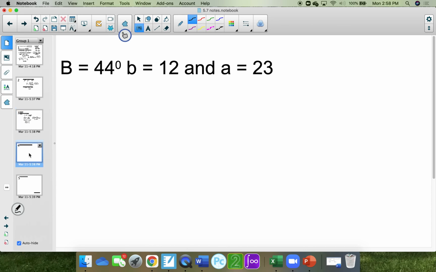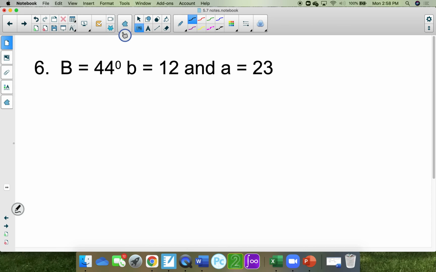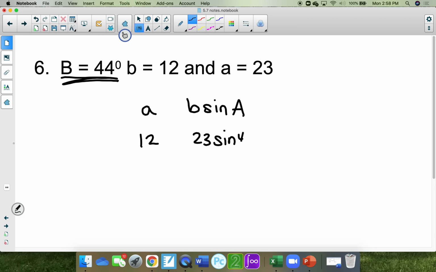Okay, this one, angle A is less than 90, and then you have to check to see, you have to do the A B sine of A, and the A is 12 and 23 sine of 44. And you're going to get 15.9 something, so this is less than, so this is a no solution. That's an easy one, you don't have to solve it.